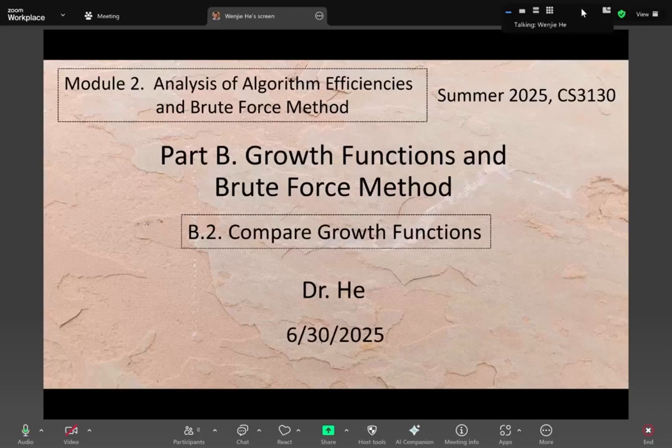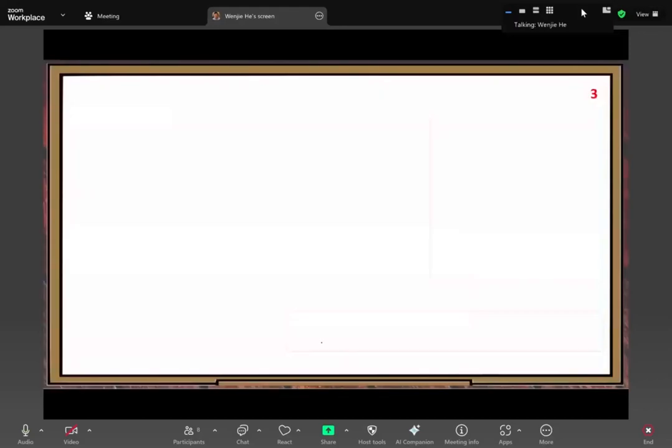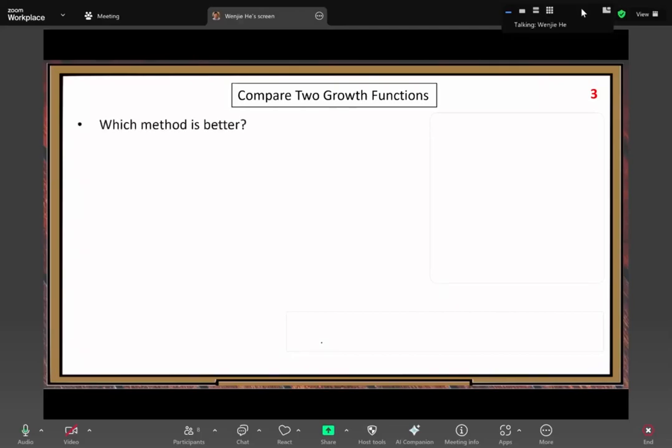And which algorithm is more efficient? So we can answer questions from this comparison. All right. Now compare two growth functions from our previous question. Which method is better? Method 1, the worst case efficiency, the function is 1/2 times n minus 1.